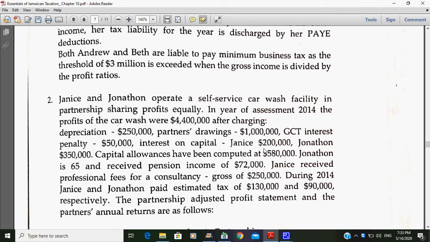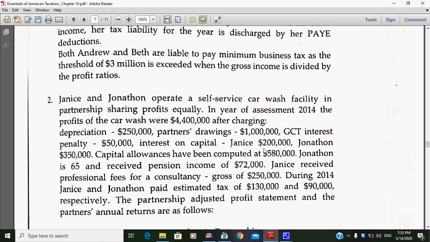Capital allowances have been computed at 580,000. Jonathan is 65 and received pension income of $72,000. Janice received professional fees for a consultancy, gross of $250,000. During 2014, Janice and Jonathan paid estimated tax of 130,000 and 90,000 respectively. The partnership adjusted profit statement and the partners' annual returns are as follows.